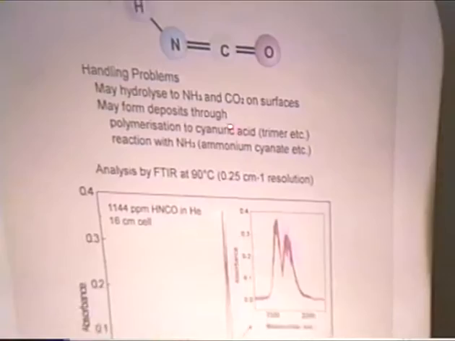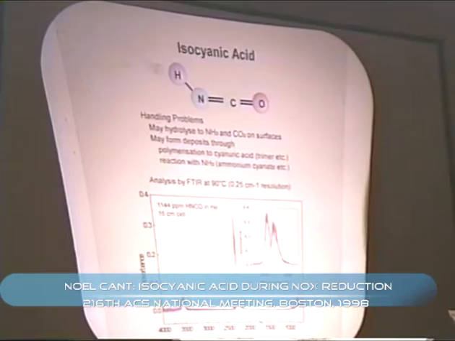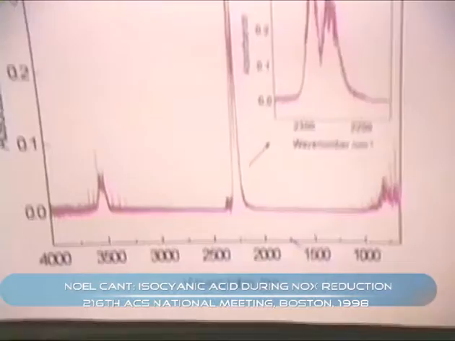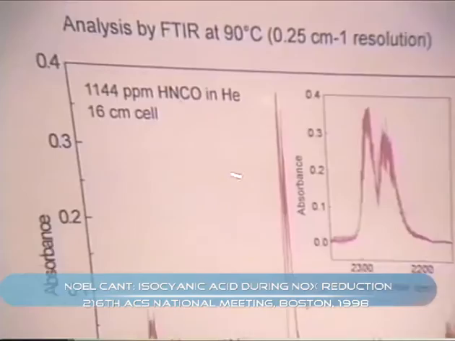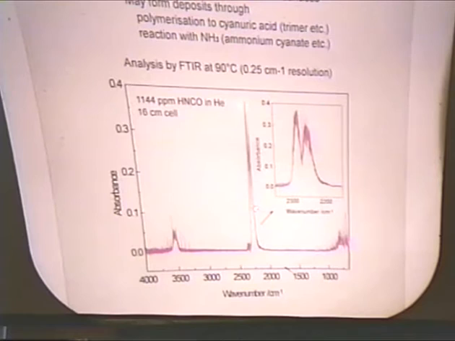And the analytical method that we have developed is online FTIR using a heated cell. As you can see, isocyanic acid, about 1,000 parts per million, a bit more here, in a 16 centimeter cell, gives a very strong infrared spectrum, particularly in this region around 2270. And you can use this as a quantitative method of analysis.